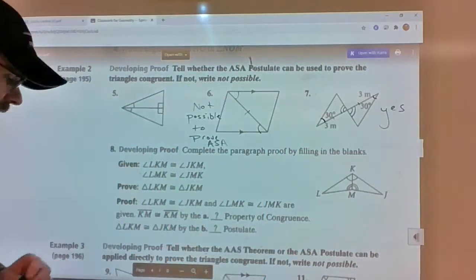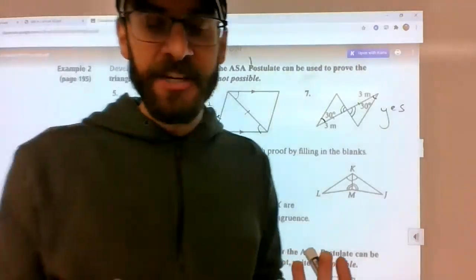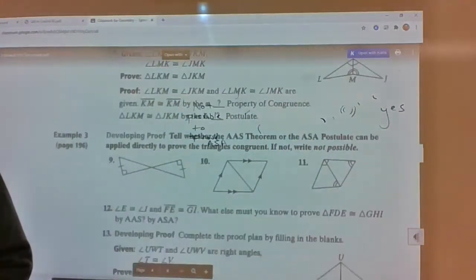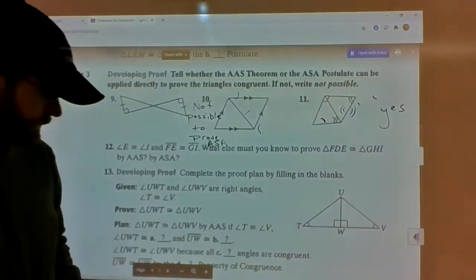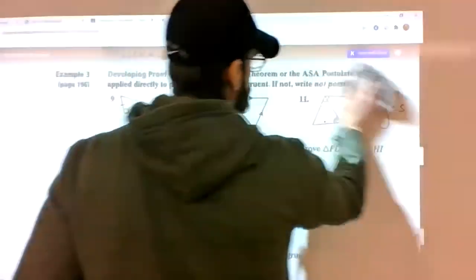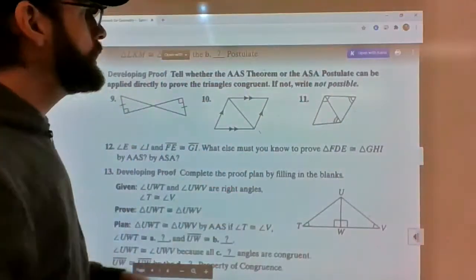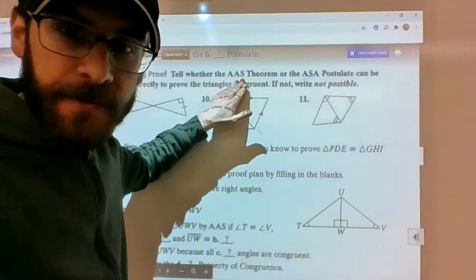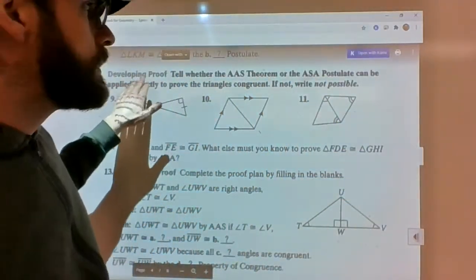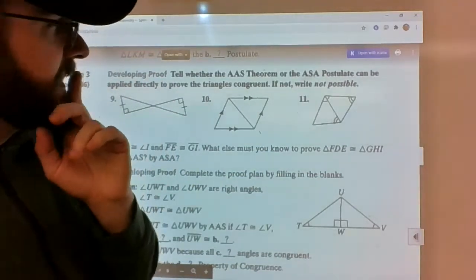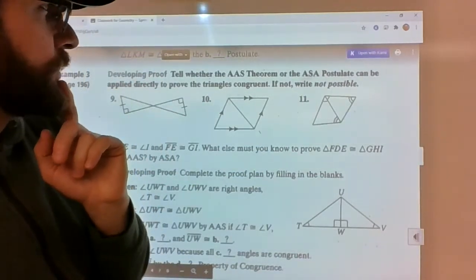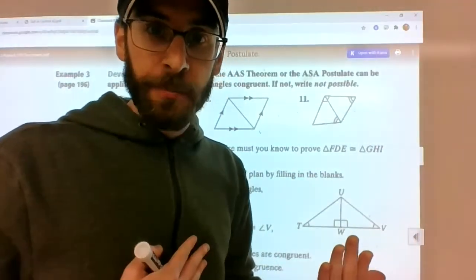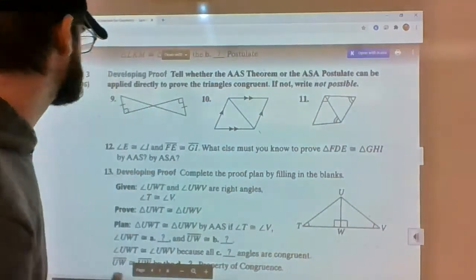All right. Next one we're going to talk about, and it's the last section of problems, 9 through 12. So we're basically saying ASA or AAS, what does this say? Can be applied directly to prove the angles. Okay, so it's kind of the same question. Can we use ASA or AAS to prove that the 2 triangles given are congruent?